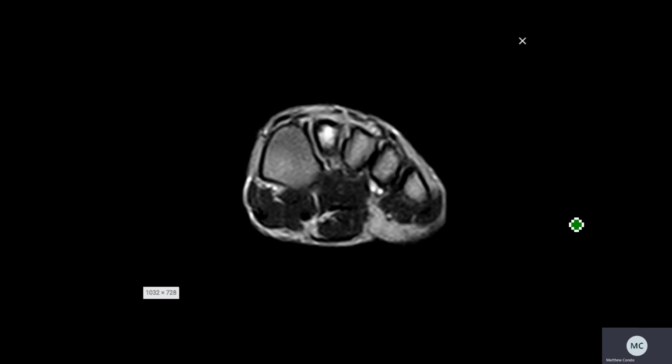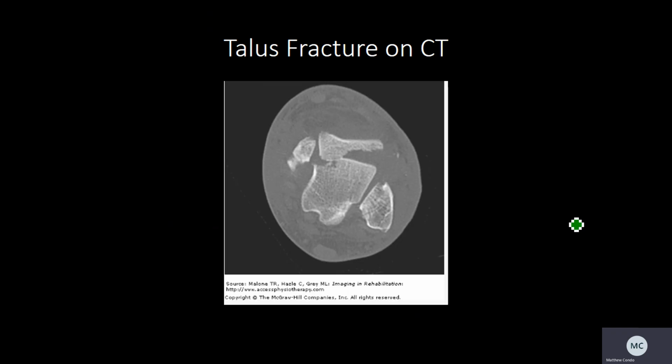There's another great picture of an axial MRI. Obviously what we can see here is a lot of uptake, a lot of action happening right at the second metatarsal, right there, which is why that shows up a lot brighter. This is what a talus fracture can look like on CT. This is straight out of your textbook on axis physiotherapy.